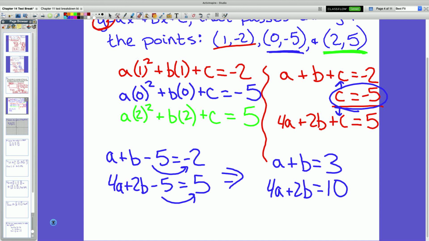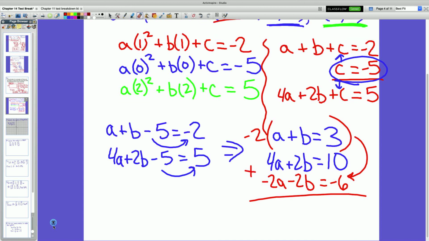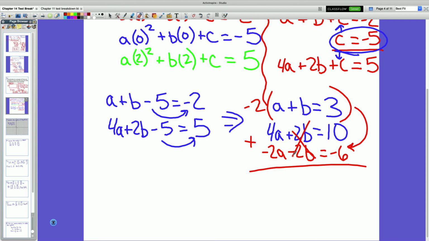So personally, I'm going to choose to use elimination. So I'm going to multiply this whole equation by -2. And I'm going to write my answer right down here. So I get -2a minus 2b equals -6. And then I'm going to add these two together, and my b's are going to cancel. That was the goal. I get 4 minus 2a, which is 2a. 10 minus 6, which is 4. And then divide by 2, divide by 2. So a is 2.